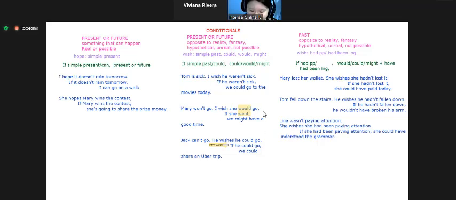Do you have any questions? No questions? Let's continue here. Mary lost her wallet. She wishes she hadn't lost it. If she hadn't lost it, she could have paid today.